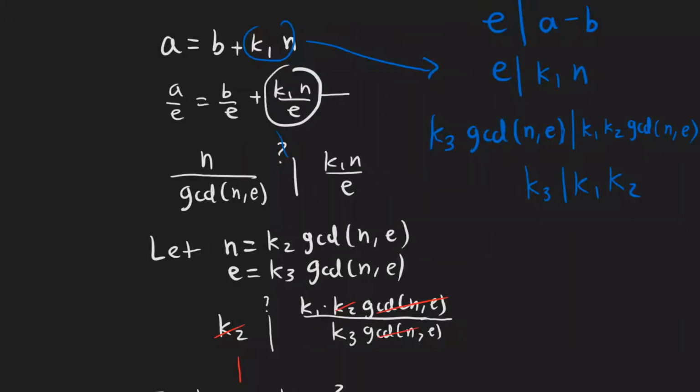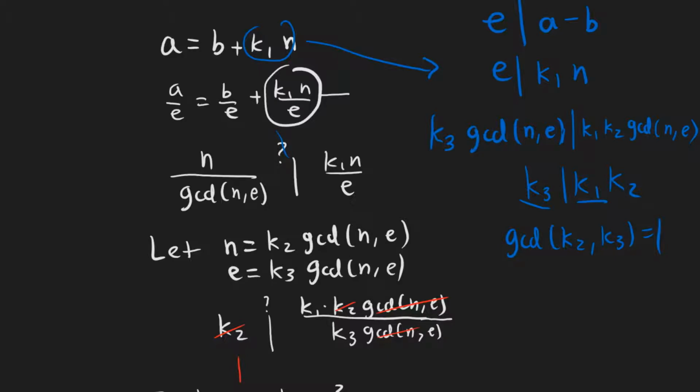So if we substitute what we let N and E be, this equation becomes K3 times the GCD of N and E divides K1 times K2 times GCD of N and E. And if we divide out the greatest common divisors on both sides, we simplify it to K3 divides K1 times K2. And now, since we're trying to show that K3 divides K1 only, this is equivalent to showing that the greatest common divisor of K2 and K3 is 1.